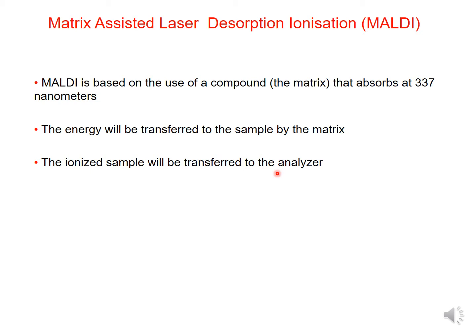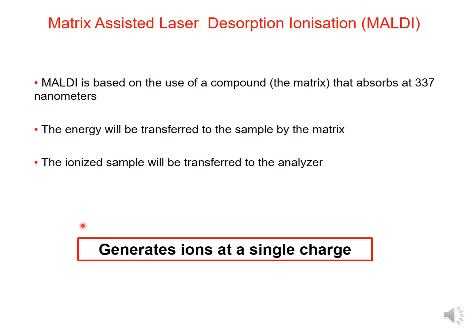One of the major and important things to know about the matrix is the fact that in that case, we generate ions at a single charge. This is not as in ESI-MS, where it is possible to see multi-charged ions. In that case, we generate ions at a single charge.